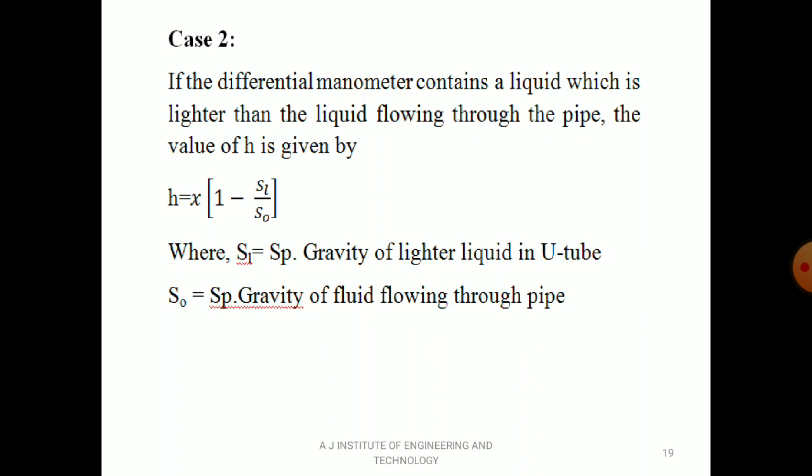First case, where the specific gravity of the manometric fluid, or fluid in the U-tube, is greater than the flowing fluid. Second case, it is exactly reverse: the specific gravity of the manometric fluid is lower than the specific gravity of the flowing fluid. Now case 3 and case 4.